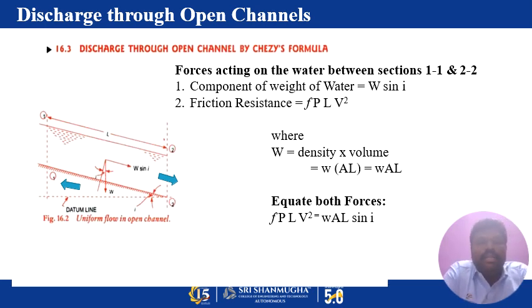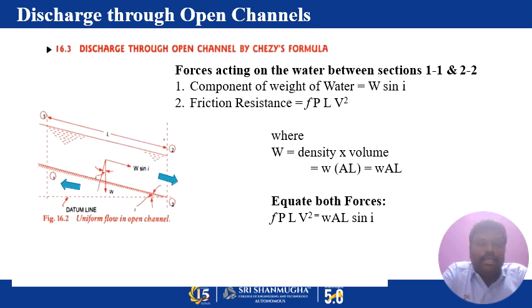Discharge through an open channel by Chezy. The diagram shows a uniform flow in an open channel with two sections, section 1-1 on the upstream side and section 2-2 on the downstream side. The water flows from section 1-1 to section 2-2. The forces acting on the water are the weight of water flowing from section 1 to 2, and the frictional resistance, with respect to the slope of the channel over the flow.